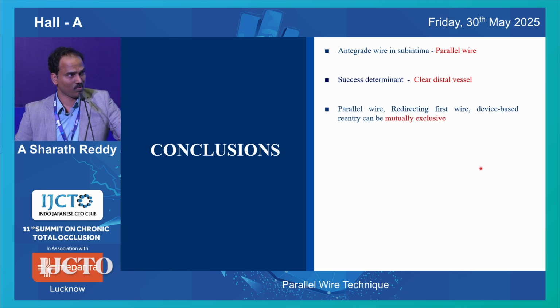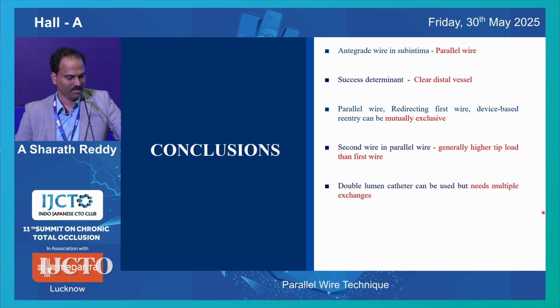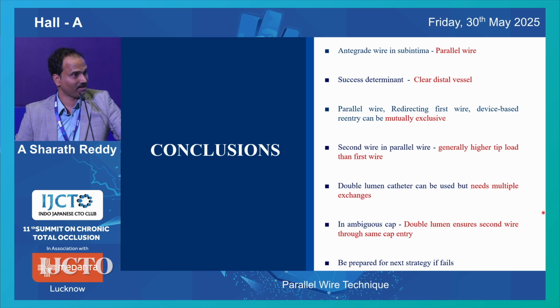These three techniques, parallel wire, redirecting your first wire, and device-based reentry, are mutually exclusive since they create subintimal space. And the second wire in parallel wire is generally a higher tip load wire than the first wire, but sometimes we may de-escalate. Double-lumen catheter can be used, but needs multiple exchanges. In ambiguous cap, double-lumen ensures the second wire goes through the same cap entry which you achieved under IVUS. And be prepared for the next strategy if parallel wire fails.